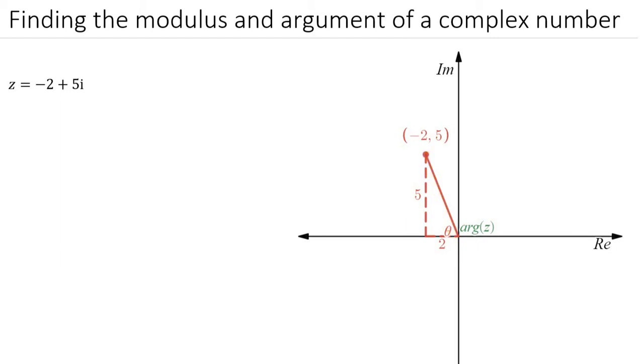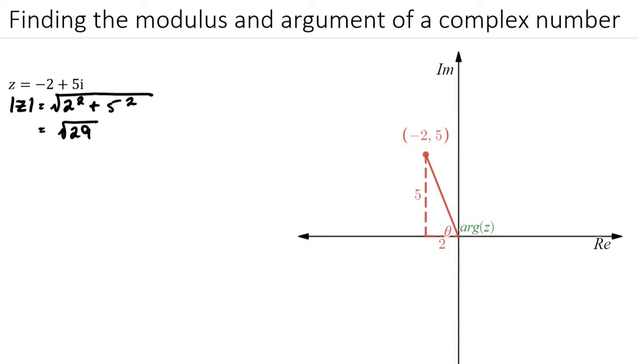So if we look at finding that, you can see from the diagram that it's simply a matter of applying Pythagoras. So the modulus of z is the square root of 2 squared, or negative 2 squared, which of course is the same, plus 5 squared. And that would be root 29. So that's the distance of that number from the origin on an Argand diagram.